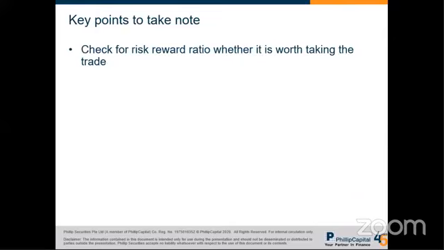Some key points: always check the risk reward ratio before you take a trade, and ask if it is worth taking. If it's not worth taking, just let it go. You can always look out for other trading opportunities. And do not overtrade. Let's say for one trade you want to put almost 100%, you should try to split your capital. If you have 100K, for each trade maybe you only want to put 5K or 10K. You don't want to put 100K on one trade.